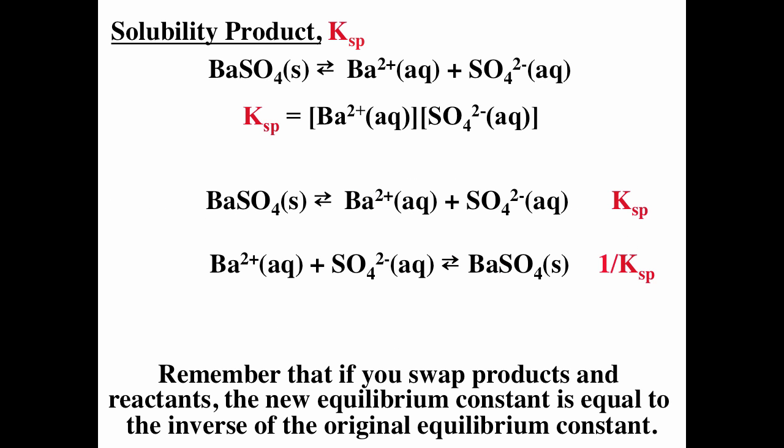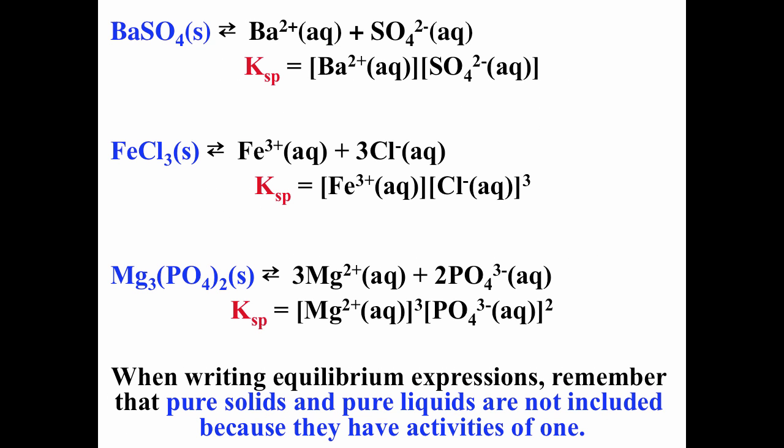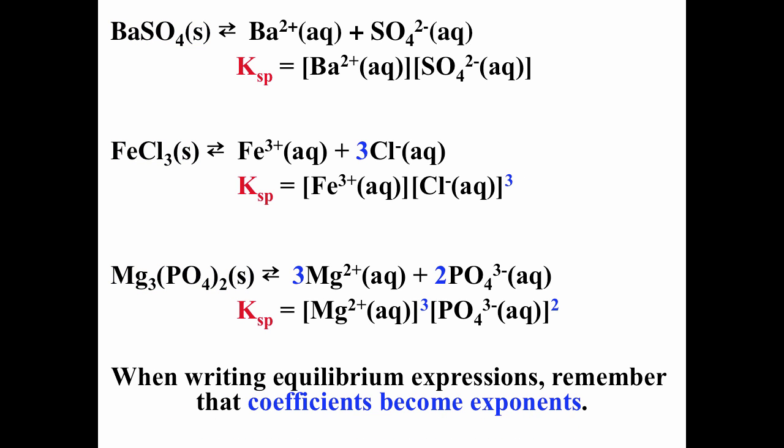If we write down the reaction, swapping products and reactants, again, the equilibrium constant is going to be 1 over the Ksp. If you swap products and reactants, then you take the inverse of the equilibrium constant. We can look at a few examples. And again, notice that pure solids, pure liquids do not appear. And so for these reactions, Ksp is just going to be equal to the aqueous ion concentrations to some power that correspond to the coefficients. Again, please remember the coefficients become exponents when you write down the equilibrium expressions.